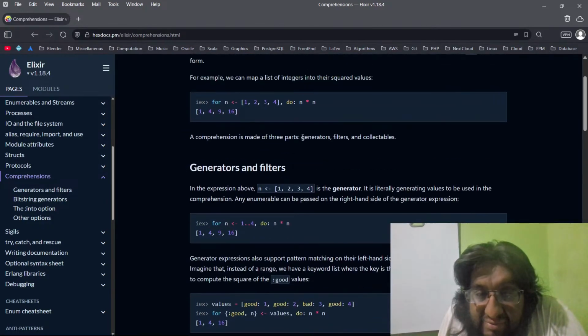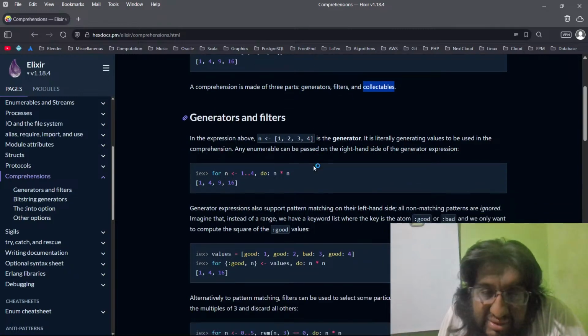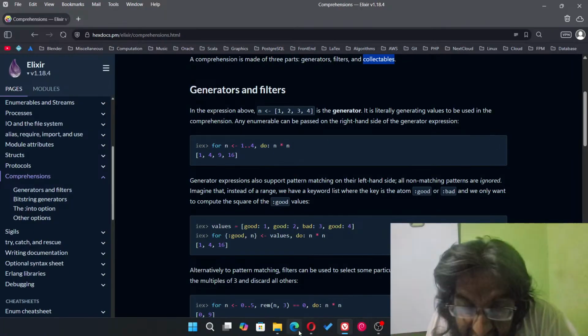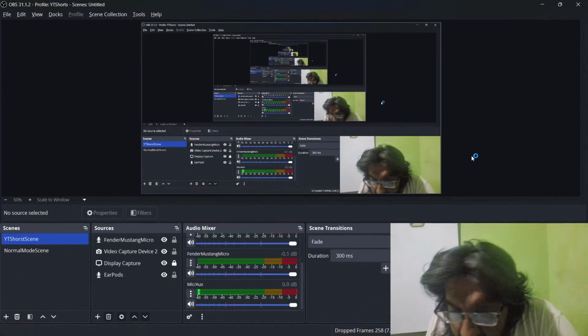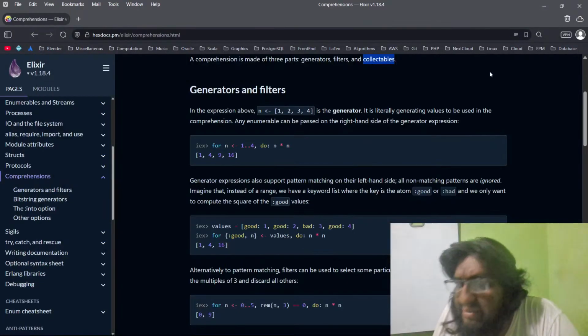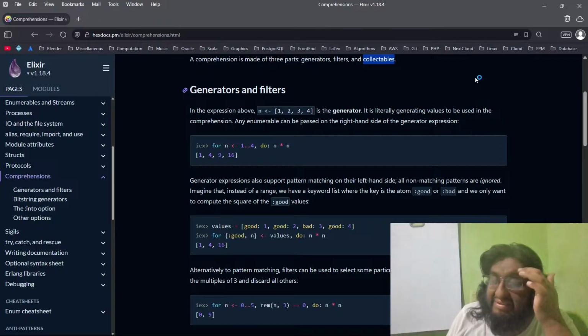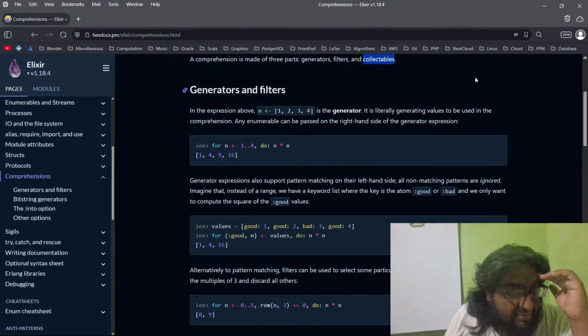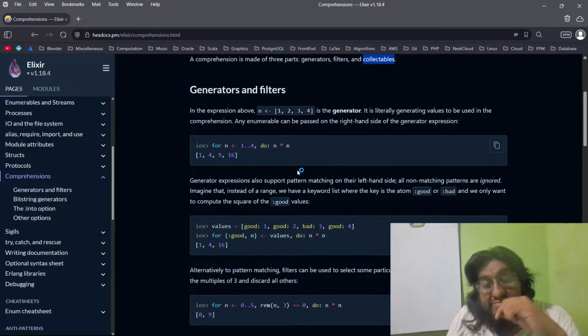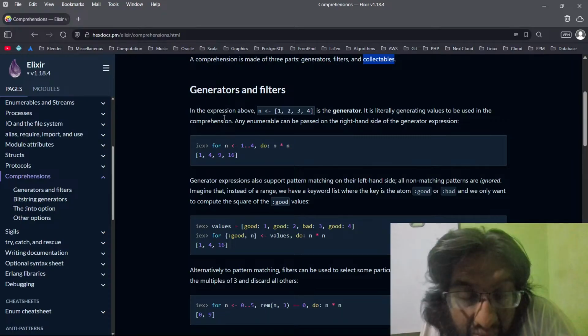Comprehensions are made of three parts: generators, filters, collectibles. Generators and filters. Now I'm going to be rather quick because I wanted to be only 20 minutes in here, but the internet, I don't know. Then I will play the guitar again.